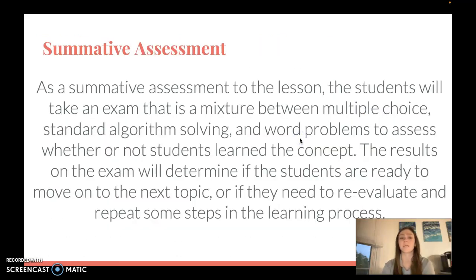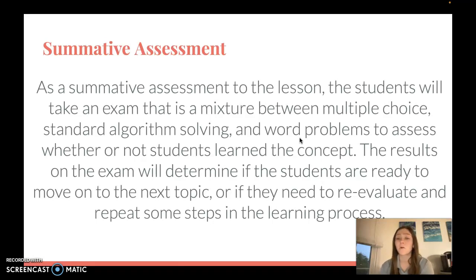And so this will just be a short little exam. This could even be something that the book has, or it could even be something that you make up, like a 10-problem little assessment, just to see if they got it, and if they didn't, you can go back and reevaluate the next day, or however the teacher chooses to do that.